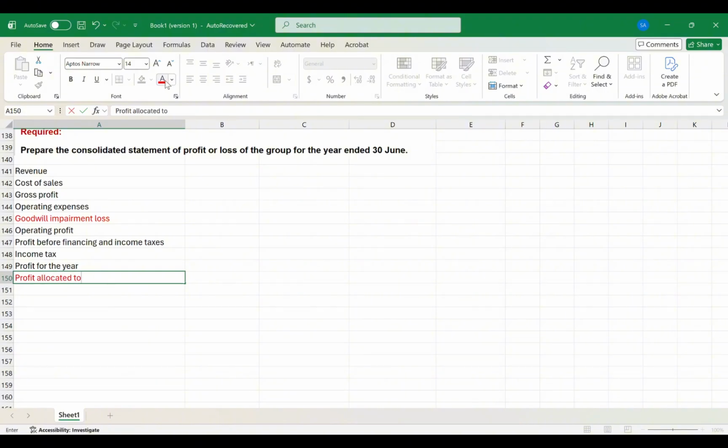Profit allocated to owners of the parent, or you can simply say parent, and NCI. For NCI there is a separate working 3.